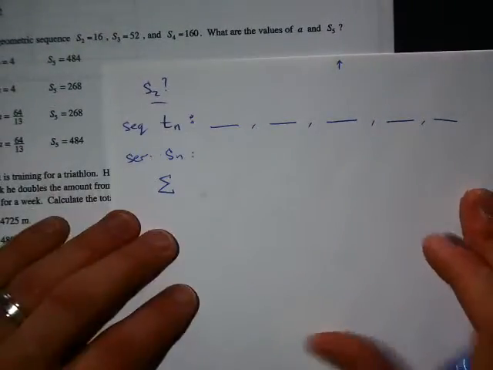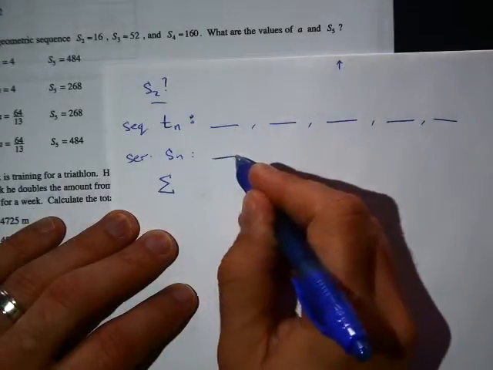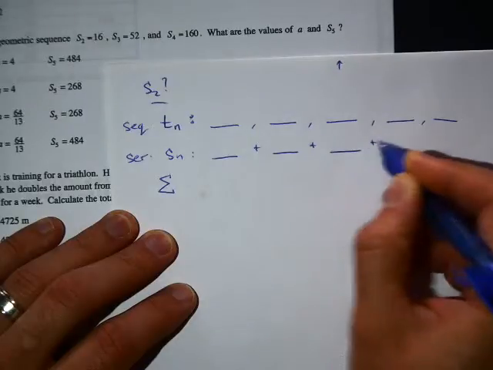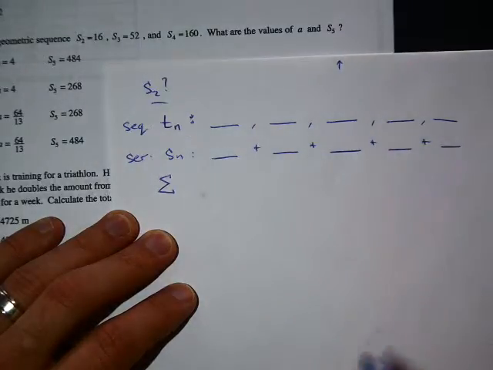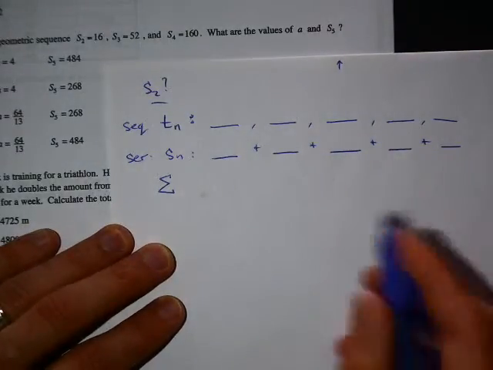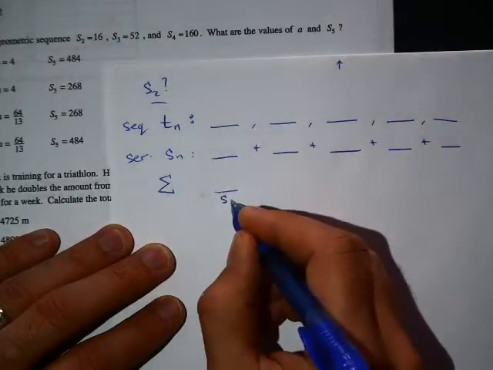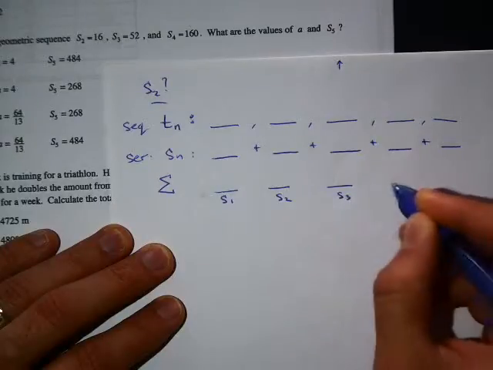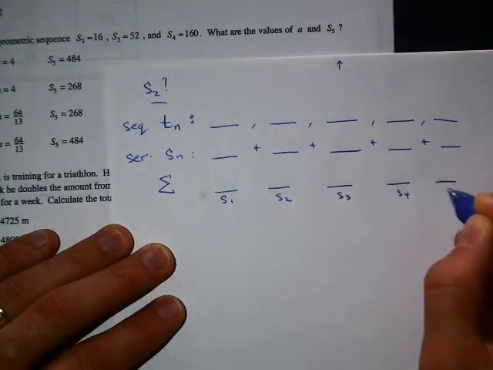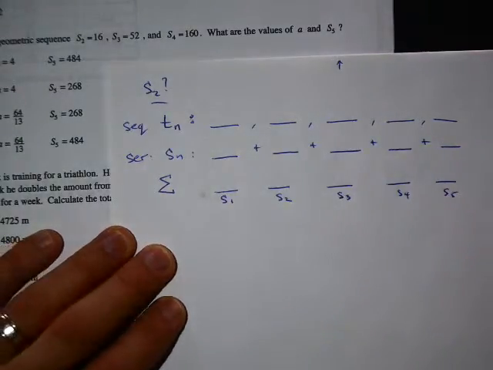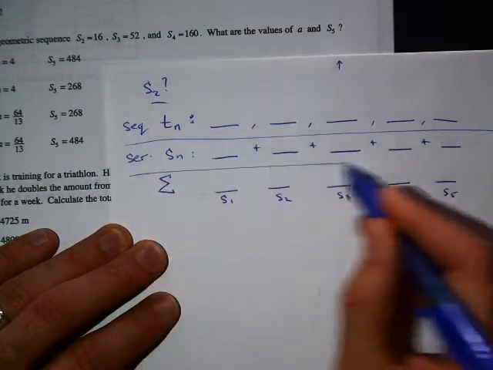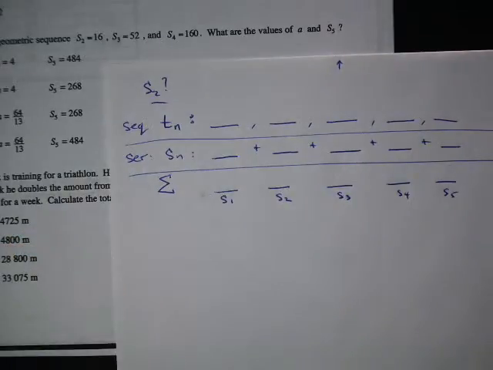So we've got our S. The only difference between Tn and Sn is this time it's going to be pluses. And for the sum, I want this blank to be S1, this blank to be S2, this blank to be S3, this blank to be S4, and this blank to be S5. That's what's happening in terms of the sum. So we've got three things happening in our table here, because all three of these things are happening at the same time.